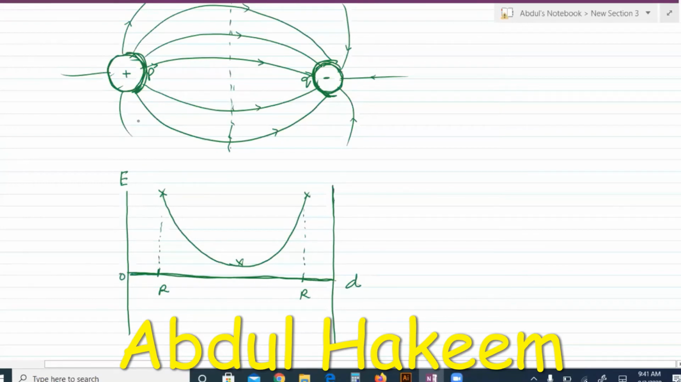From the center of the sphere to the surface, it is 0. At the surface, both sides maximum. Both are directed in one direction, so positive, positive. And here it is minimum.